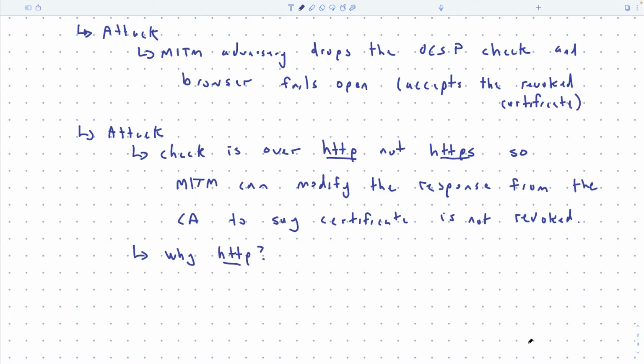Okay, then the last question is, well, why HTTP? Can we just solve it by making it over HTTPS? If we fix the browser so that it fails closed, and we do this over HTTPS, then that's fine. That actually is sufficient. That's a revocation protocol that would work. Maybe for performance reasons you have trouble, but there's no security problem with it. So why can't we just make this HTTPS?